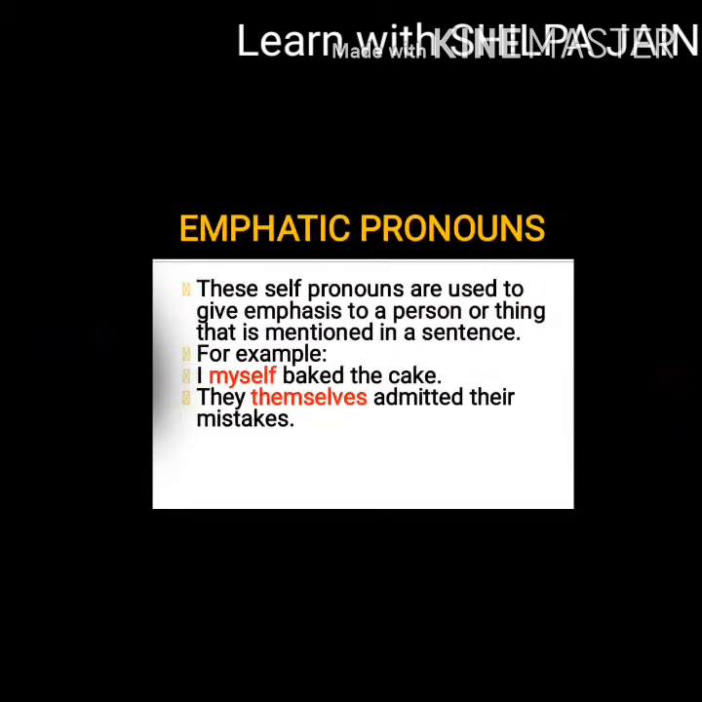Now here, the object is the same as the subject, like he and himself, they are for the same pronoun. Next, emphatic pronouns. These are also self pronouns and they are used to give emphasis to a person or thing that is mentioned in a sentence. So they are only used for the sake of emphasis. For example, I myself baked the cake. They themselves admitted their mistakes. Here you will observe that the self pronouns are used soon after the pronoun, like they themselves, I myself.